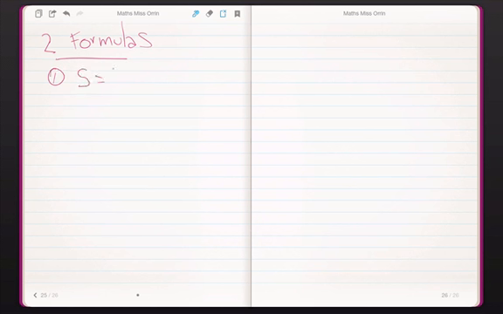The sum is equal to... the letters still stand for everything that we're used to them standing for. A plus L. N is still the number of terms. S is the sum this time, so we're looking at the sum of a series. A is still the first term and L is the last term.